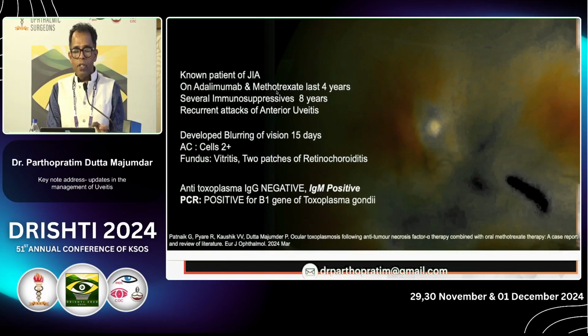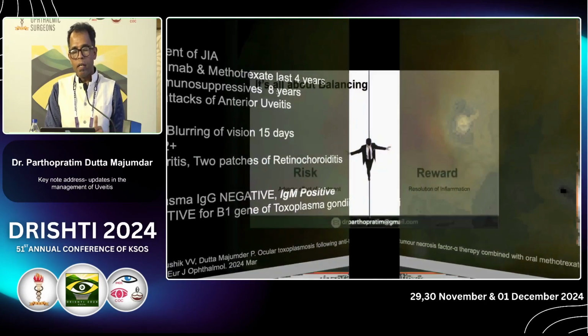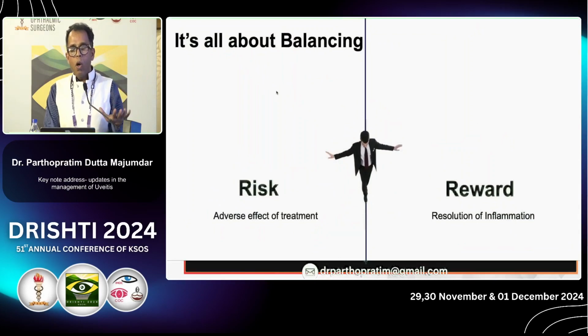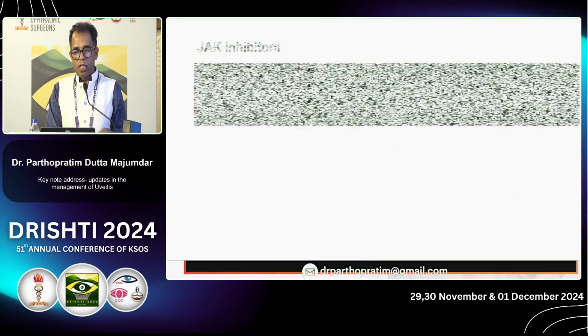This is another patient on long-term immunosuppression for 8 years who developed a toxoplasma lesion, but it was managed with intravitreal and systemic medication. So it is all about balancing when to use the drug. You have to understand that it's all about balancing the risk and reward. So you have to take the call judiciously.